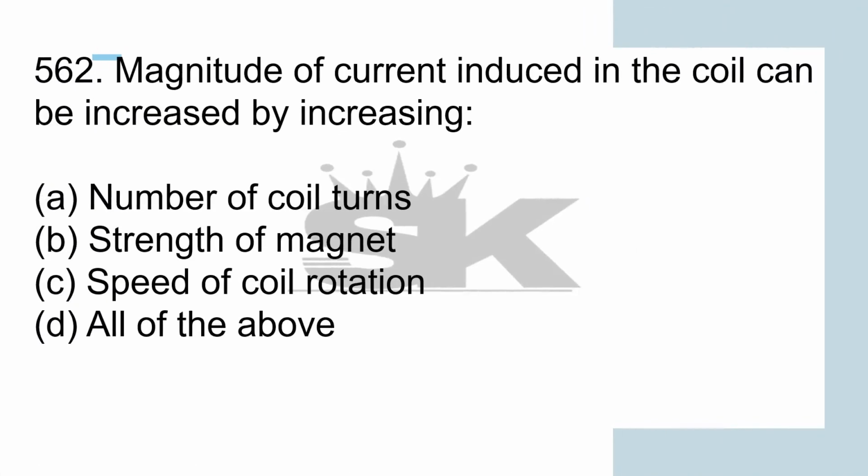The magnitude of current induced in the coil can be increased by increasing what? As the number of turns increases, the magnitude of the induced current increases. As the speed of the relative motion of the magnet increases, the magnitude of the induced current increases. Increasing the strength of the magnet will increase the magnitude of the induced current. So all the three will increase the magnitude of current.